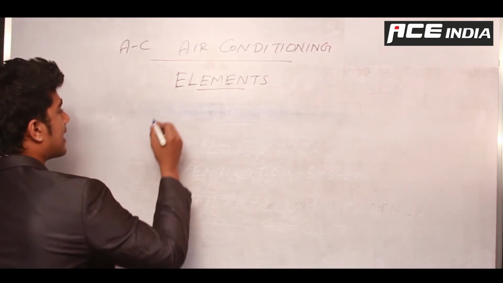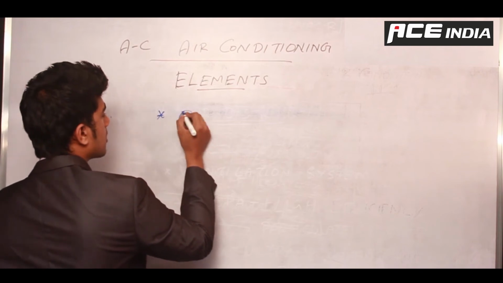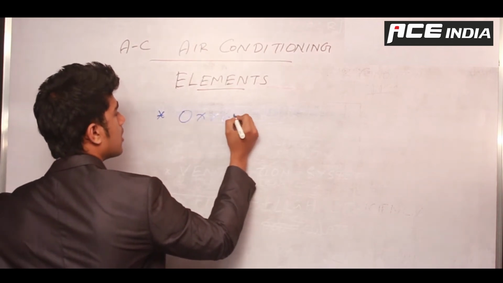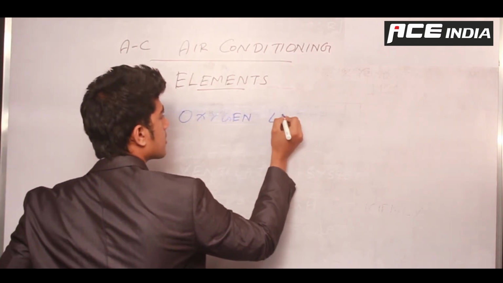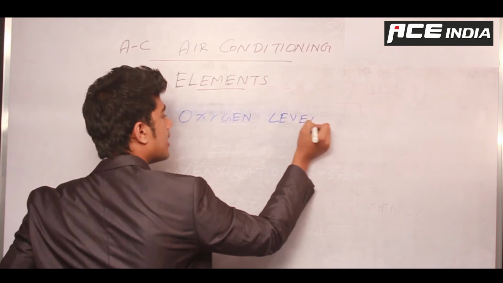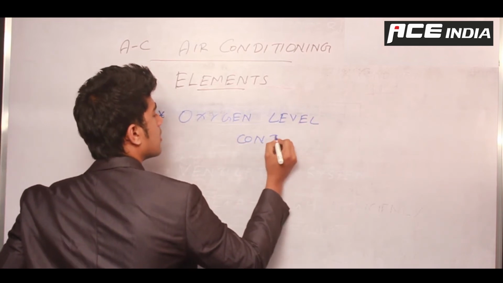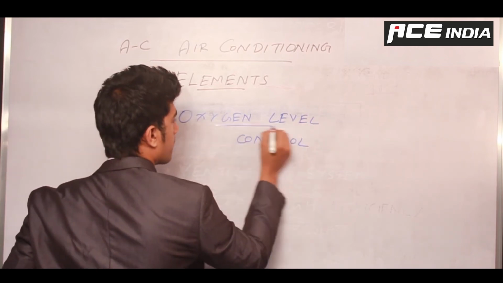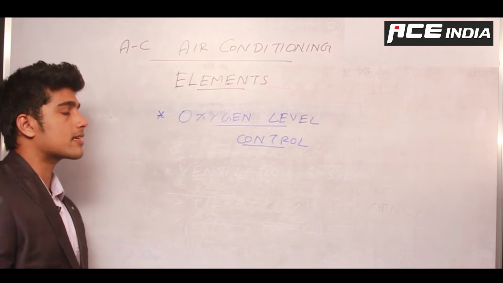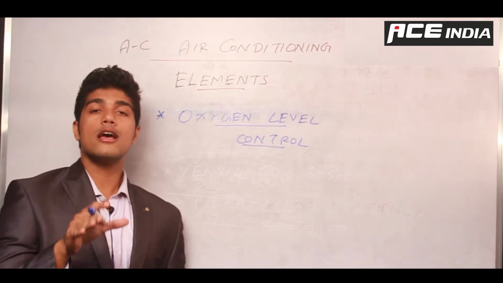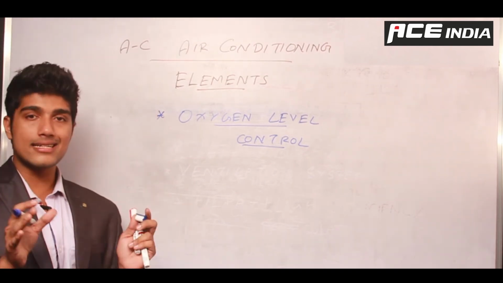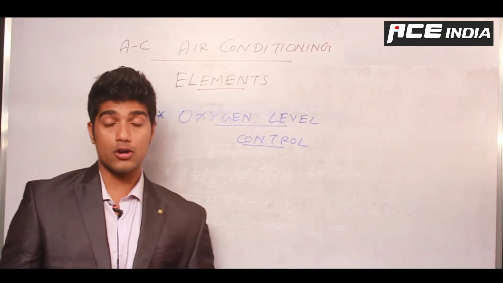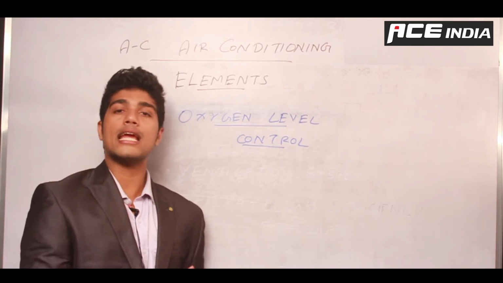So I'll go for the final element, which is called oxygen level control. Oxygen level control is very important for us because we are going to be doing air conditioning inside a room for the human beings who are going to be sitting inside a room.